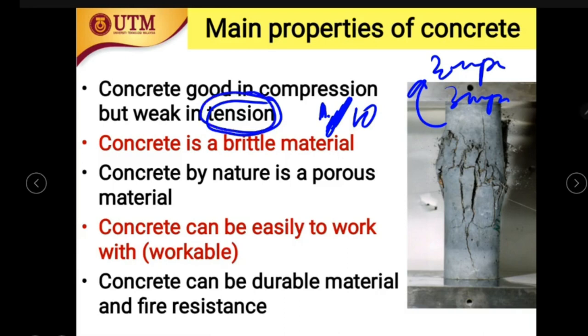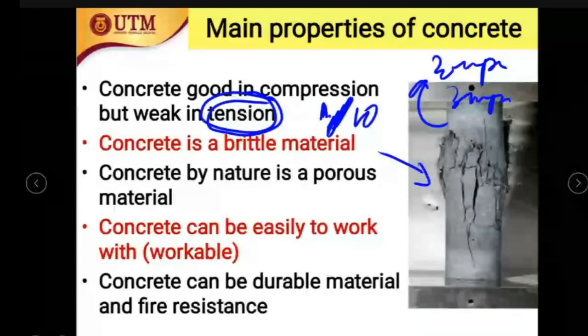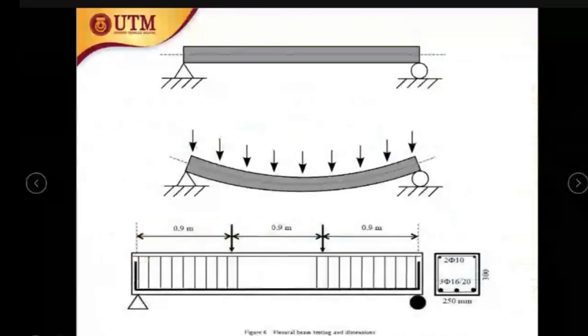Concrete is also a very brittle material, as you can see in this figure. During failure, it is explosive and sudden, so we consider it a brittle material. By nature, it is a porous material because there are lots of air voids inside the concrete, so external agents like water, oxygen, and carbon dioxide can easily enter it. Concrete can be easy to work with if it is workable, it can be a durable material, and it has very good fire resistance. This is the example of the tension and compression capacity of a concrete. Let's say we have a concrete beam.